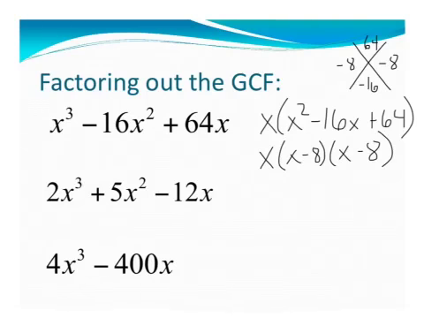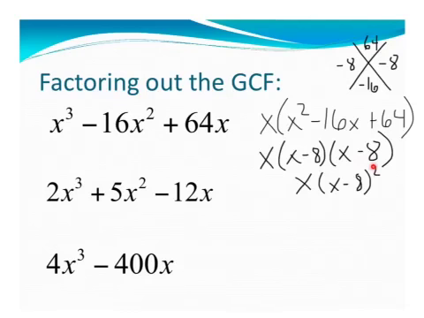You know what's great about this? I now know, if I were to graph this, where my x-intercepts are. This can also be written as x times x minus 8 squared. And if we remember back to yesterday, that squared means that it just touches at positive 8 instead of going through. So let's try these next ones.